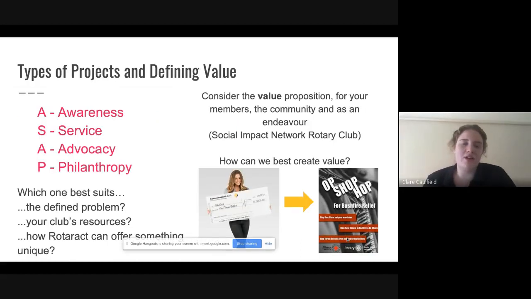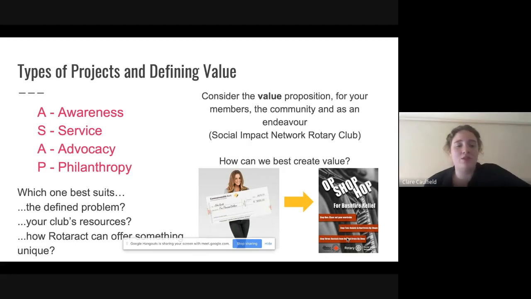So there are lots of different types of projects. They can fall into one of four categories, and you might think about which one of these categories really suits your club, or which one is the default for your club. Are you an awareness raising club? Are you a service club where you go hands-on, do things? Are you an advocacy club, or do you have a lot of people who would like to advocate for certain causes in the club? Or do you tend to do a lot of philanthropy, which is where we donate money?